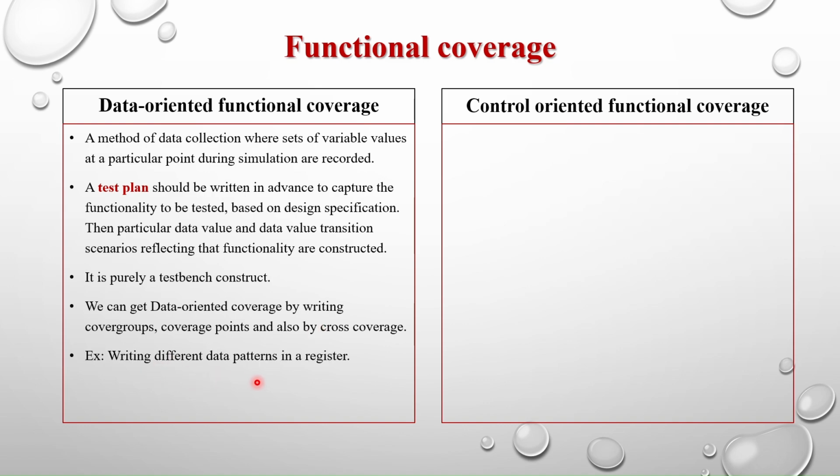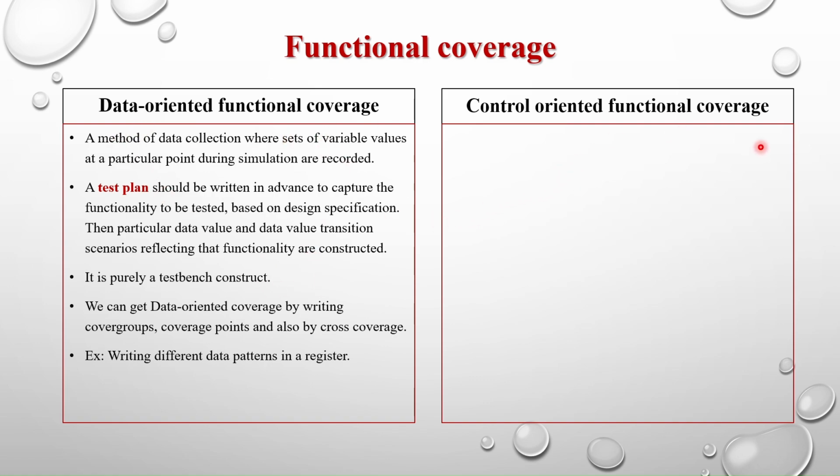And the example is writing different data patterns in a register. So we know that in a register multiple bit fields will be there. So each bit field will do one operation, right? So when we configure some bit field, that will perform some operation. So in order to fill the register, we have to give some data. That is nothing but a pattern. So whether that pattern has been covered or not, whether we have provided that data or not, we can check that by using data oriented functional coverage. It will collect the data. So if we provide that data, it will tell that this data has occurred, this data has been covered. Okay, so this is nothing but data oriented functional coverage.